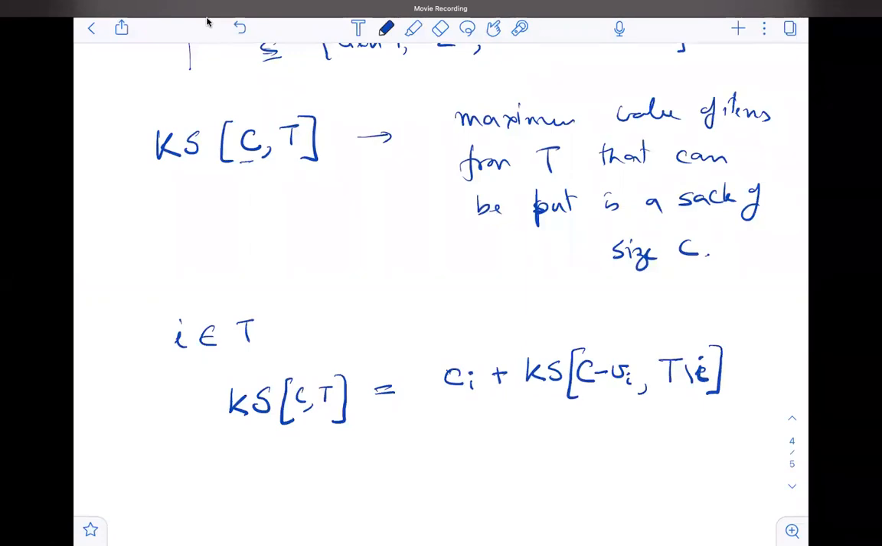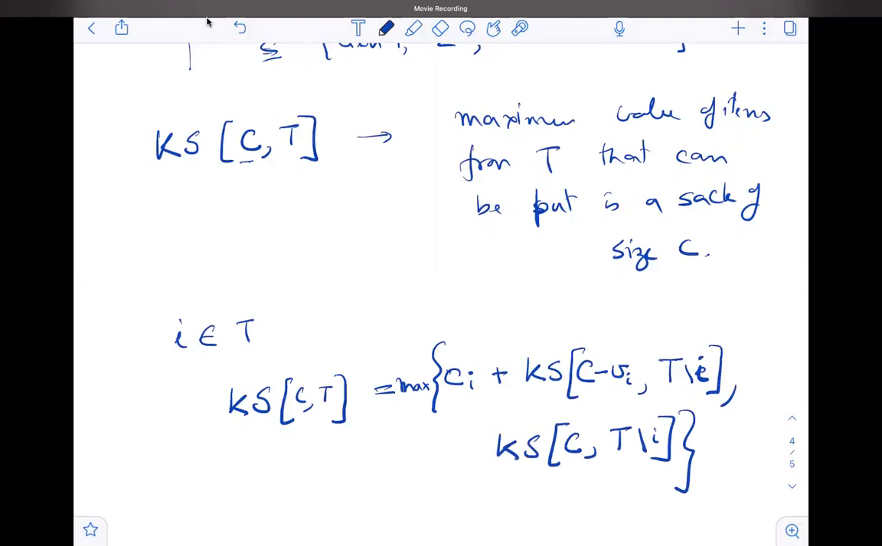Now, what is the other thing that I could have done? I could have not picked up item I. But in that case, my job will be just to fill up as much as I can with T minus I. So the max over these two is what I have. Correct? Yes, sir. Okay.